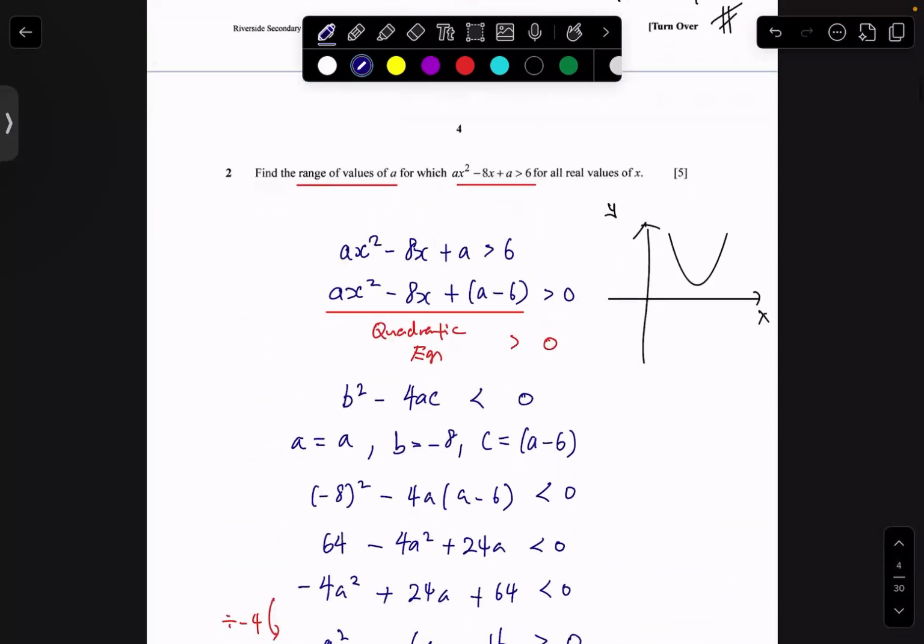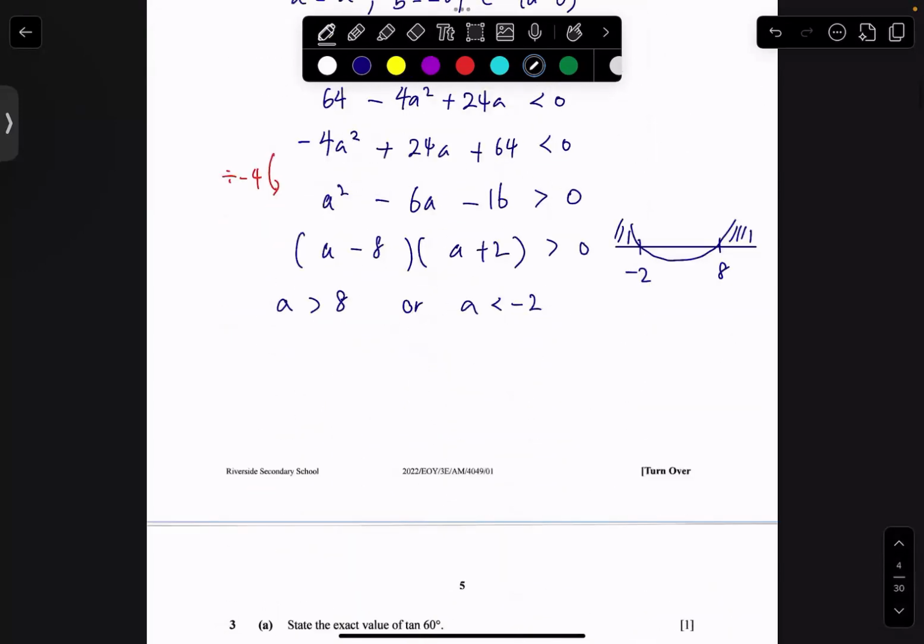But there's a condition over here, right? Remember, I need my quadratic to be above 0, so my quadratic cannot be like this, because if it's like this, then it will definitely extend to the x-axis. What I'm trying to say is that when we have a smiley face, the value of a must be greater than 0. So therefore a equals negative 2 has to be rejected, and the answer is a is greater than 8 only.